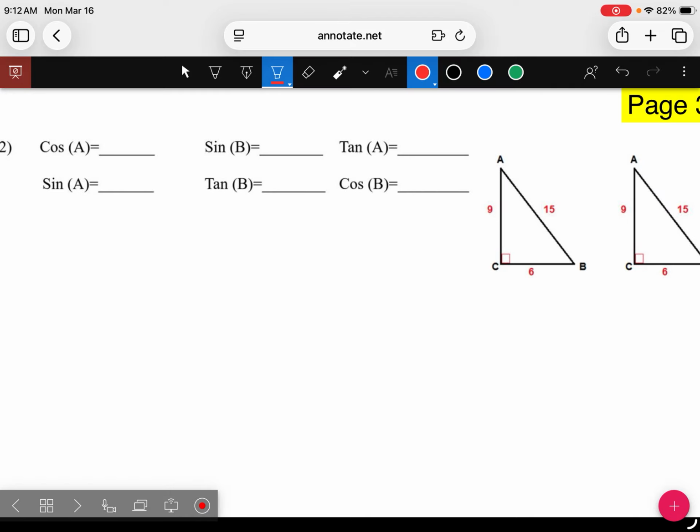Now, these three are talking about angle A. So if you have a highlighter, you might want to highlight it. And these three are talking about a different angle, angle B. Notice we never talk about the right angle. We can't use C. It has to be one of the other two. All right, so I'm going to use this one first.